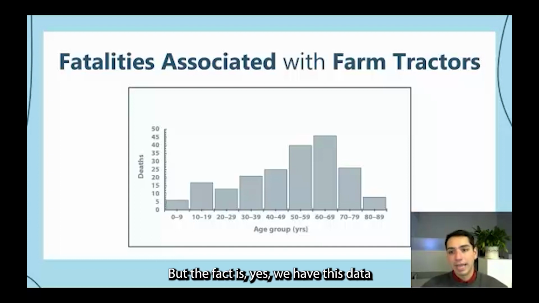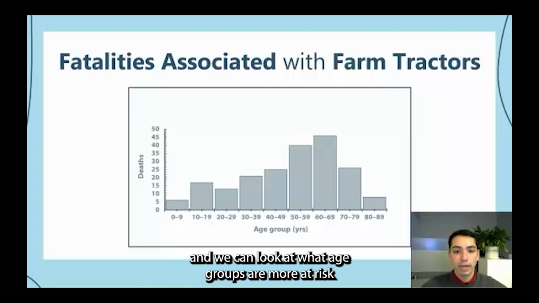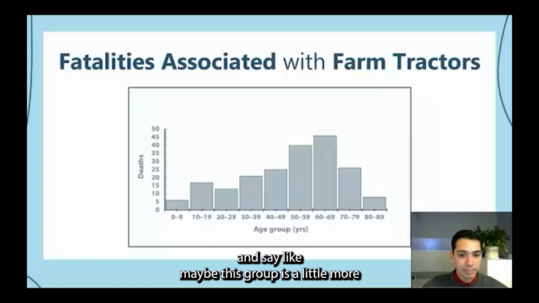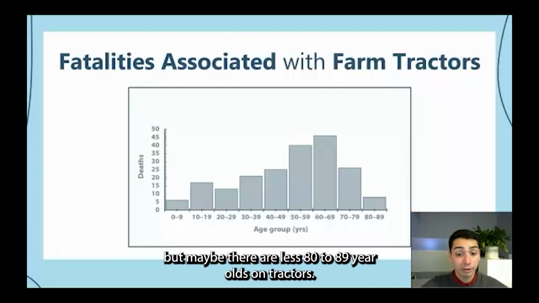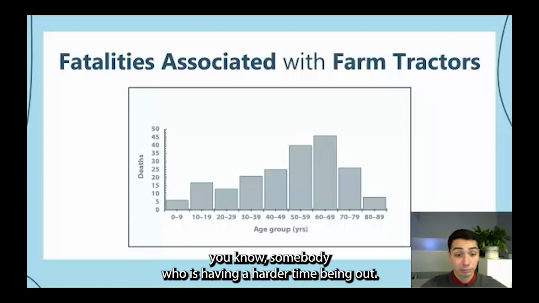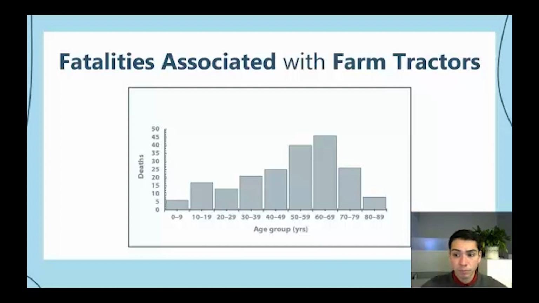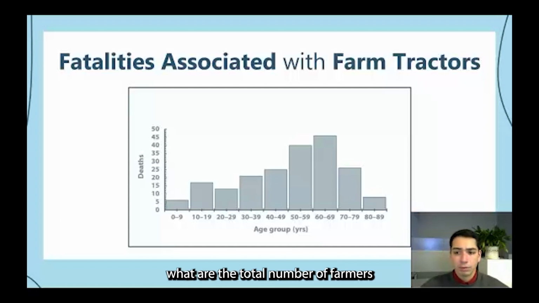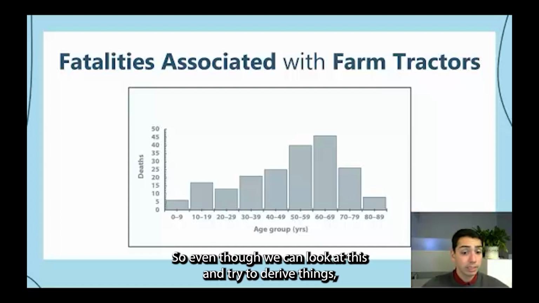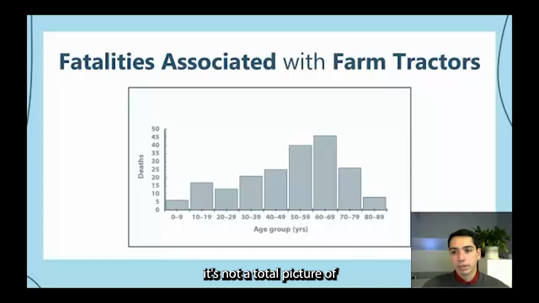But the fact is, yes, we have this data, and we can look at what age groups are more at risk and say, maybe this group is a little more at risk than the 80 to 89-year-olds, but maybe there are fewer 80 to 89-year-olds on tractors. Maybe they're retired already. Maybe 50 through 69 is somebody who is having a harder time being out. But how many farmers are actually out there? We would have to also determine the total number of farmers to say how much at risk we are in certain ages. So even though we can look at this and try to derive things, it's not a total picture of the health outcome or what's at risk here.